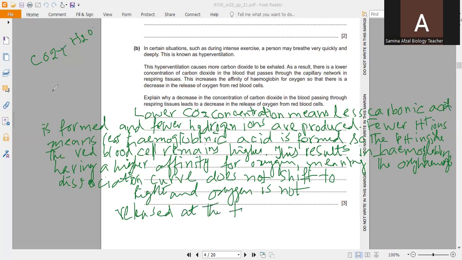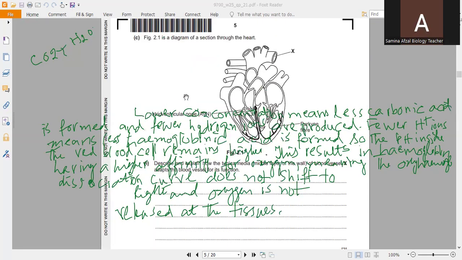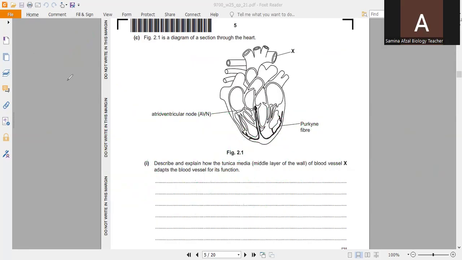At the tissues. So, moving towards the next question, part C. And you can see the part C is a diagram. Figure 2.1 is a diagram of a section through the heart.